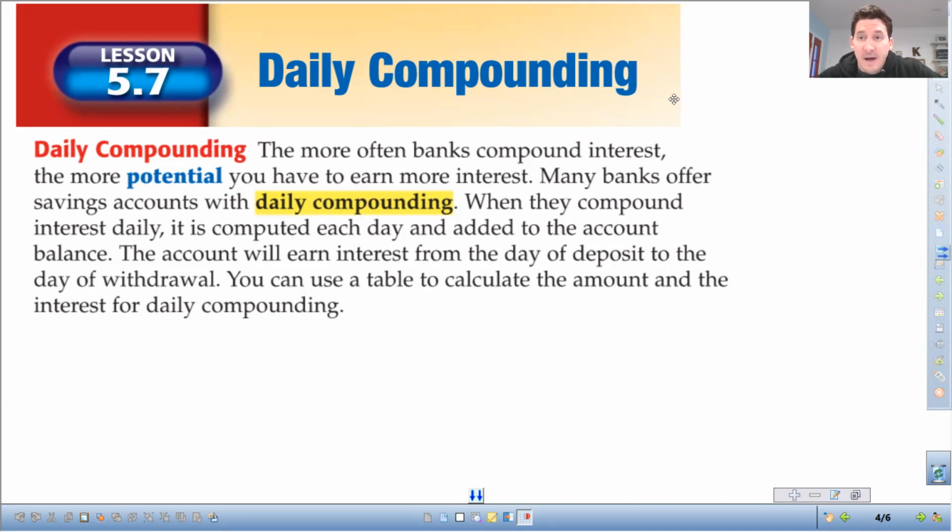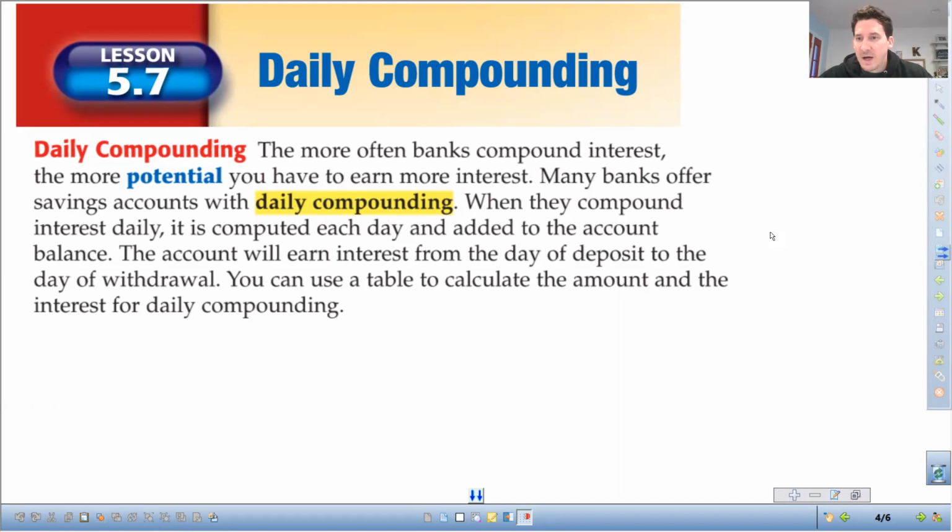Today, we're talking about calculating compound interest when it is compounded daily. So that interest is calculated every single day. The more it's compounded, the better. Many banks offer savings accounts with this daily compounding. When they compound interest daily, it is computed each day and added to the account balance. The account will earn interest from the day of the deposit to the day of the withdrawal.